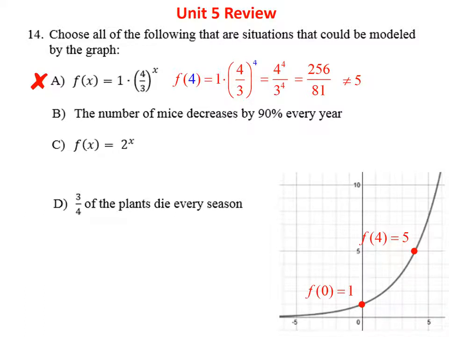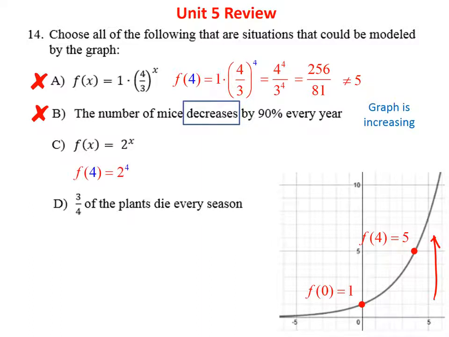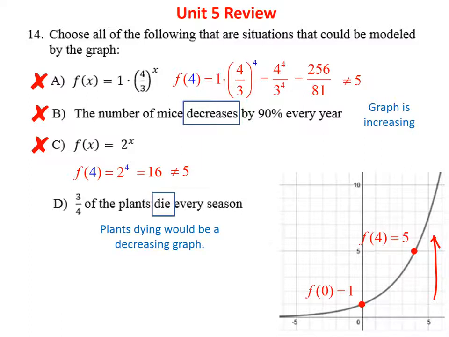Letter B says the number of mice decreases 90%. Well, notice that our function is going up. It's not decreasing, it's increasing. So because this one's decreasing, this can't possibly be our answer. C says f of x equals 2 to the x. Now, let's check that f of 4 point again. 2 to the 4th power equals 16, so that's not 5. So f of x equals 2 to the x power is not possible as well. Then the last one says that 3/4 of the plants die every season. Well, if they're dying, you're going down. So that's going to be another decreasing graph, so this one doesn't work.